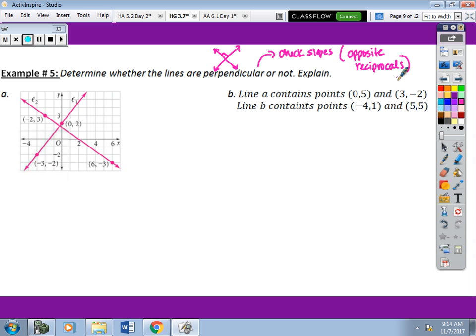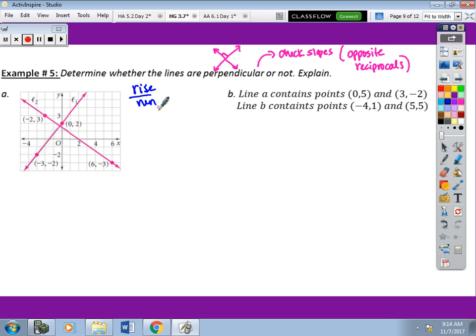You flip both. So if it's a positive 1/2, you flip it to make it 2/1, and you would make it a negative. So it would be negative 2/1. So first question, are these perpendicular or not? We need to check the slopes and see if they're opposite reciprocals. Since this is a graph, I would use rise over run to check.